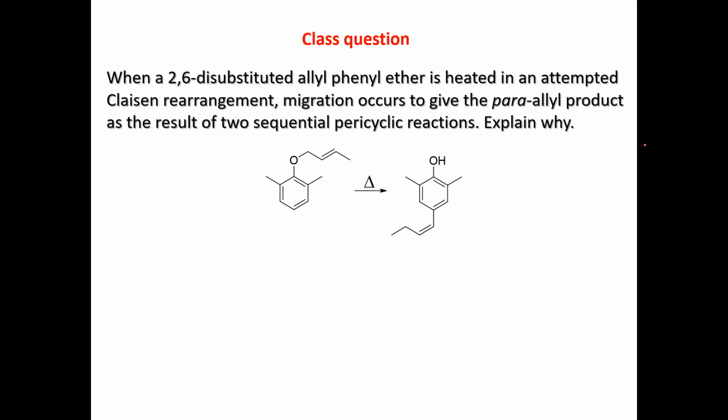So try to do the very first Claisen rearrangement with the movement of the 3 arrows, and then show me what is the intermediate step.